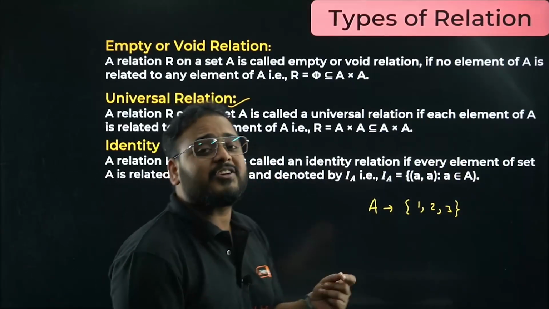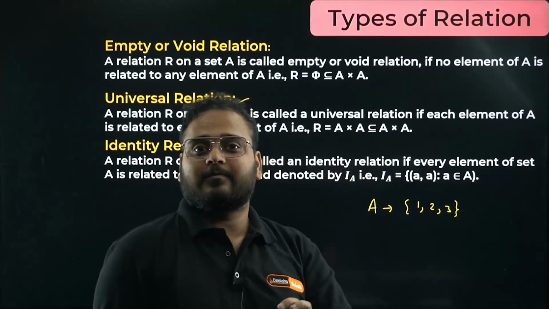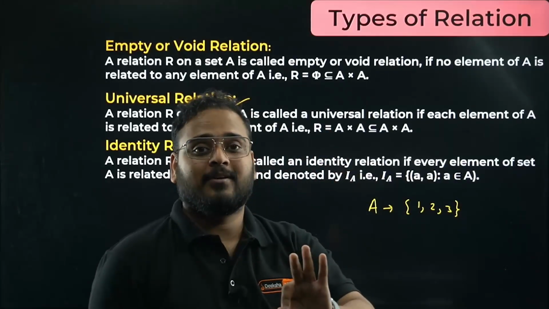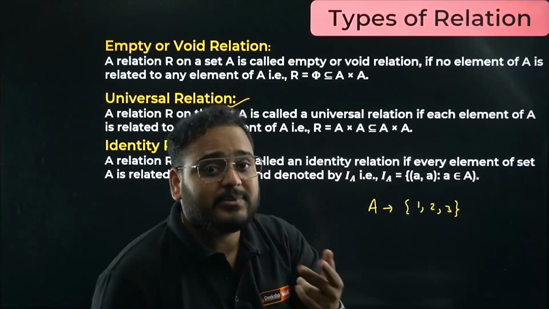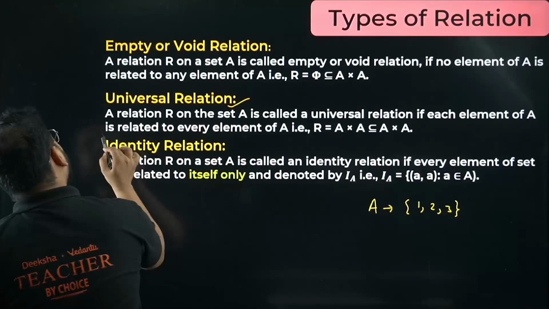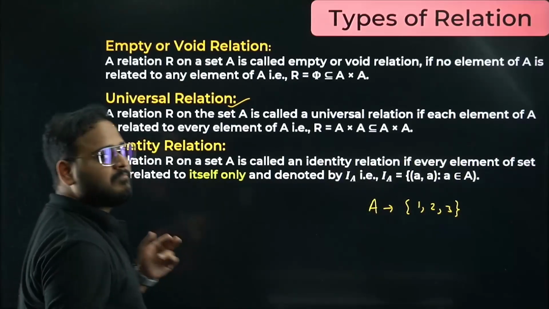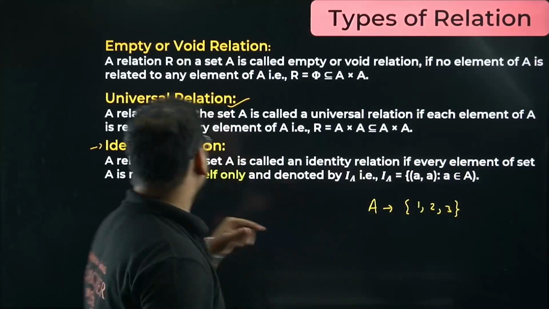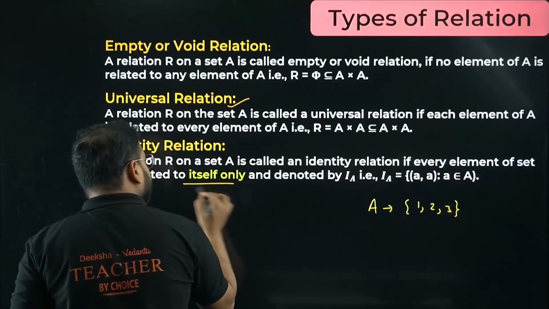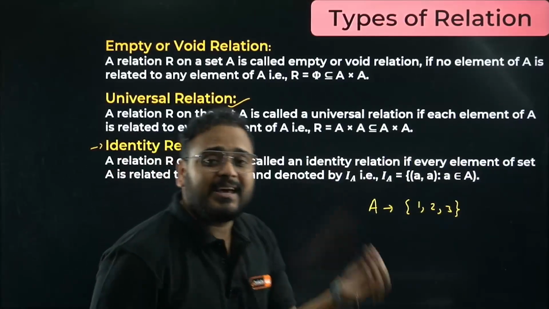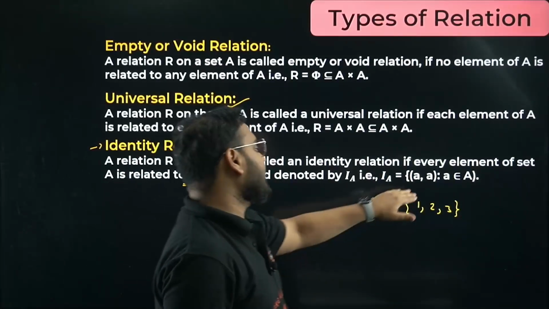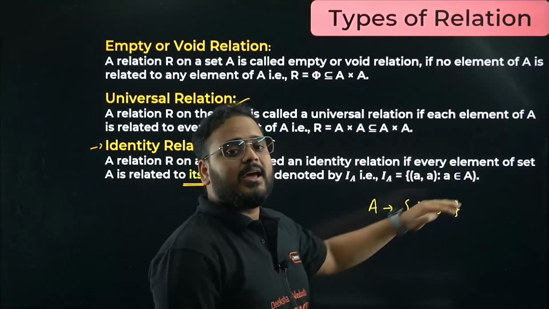Whenever we have the relation of the elements to itself, only itself, not others. If it is other, then we can't call this an identity. Only itself there. Very important. Only itself. Means if I have an element, let's say A, we should have the ordered pair as only A comma A. Only A comma A.